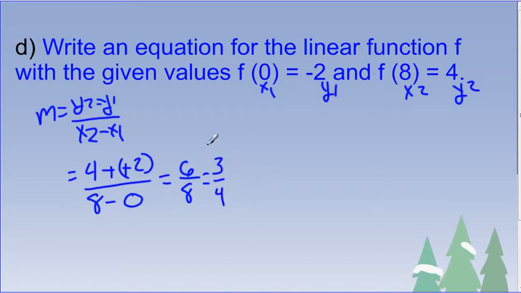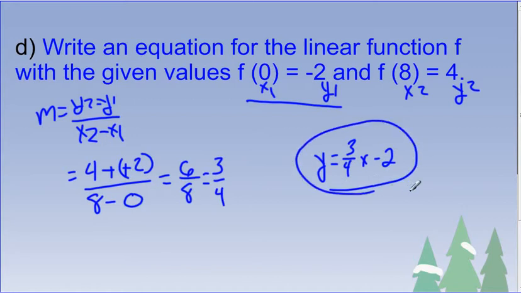So we have our slope. Now for our intercept, so far we've only been looking at these points. Does one of these points have an x value of 0? The answer is yeah, that guy. So that x value is 0, which means this y value is the y-intercept. So now we just write it out. y equals slope x, and the y-intercept is -2, so we put a -2 for our intercept. And that's the equation of that line.